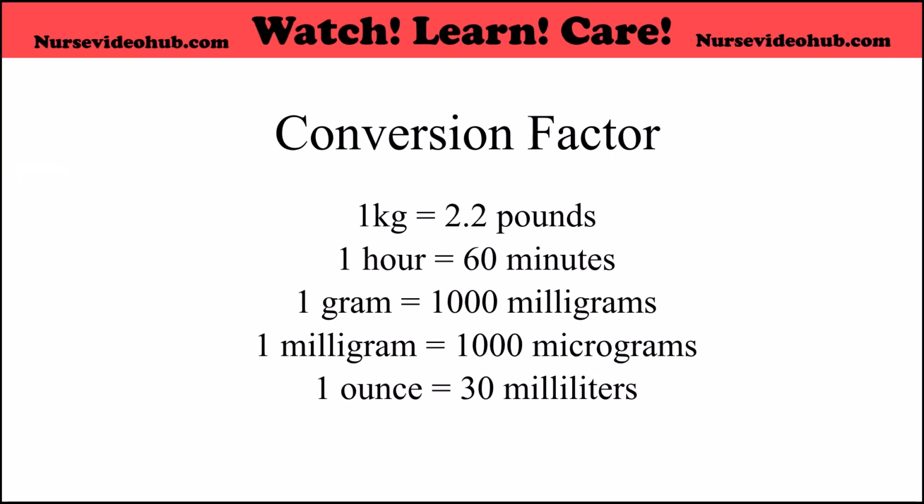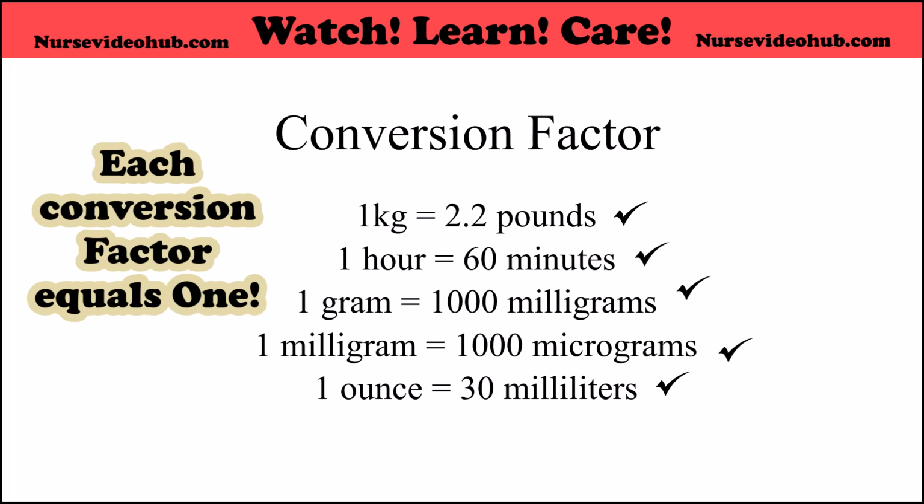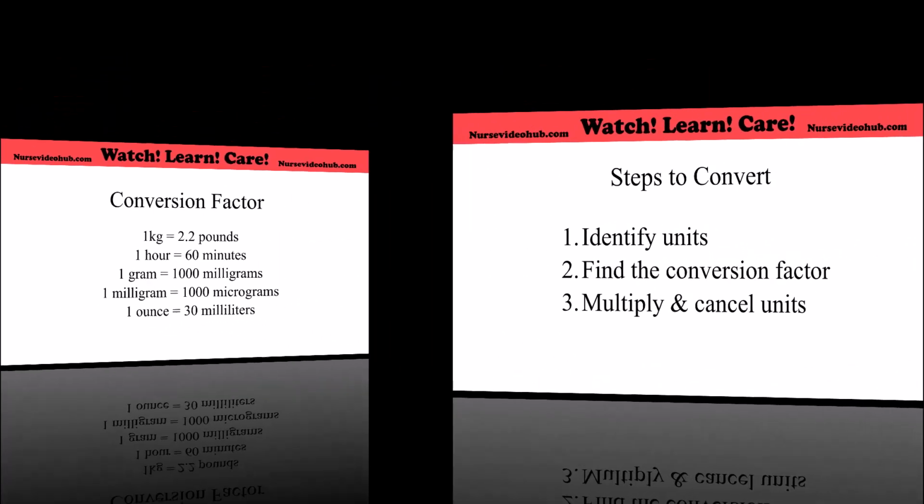1 kilogram equals 2.2 pounds. 1 hour equals 60 minutes. 1 gram equals 1,000 milligrams. 1 milligram equals 1,000 micrograms. 1 ounce equals 30 milliliters. Each of these conversion factors equals 1. You need to memorize common conversion factors used in dosage calculations.